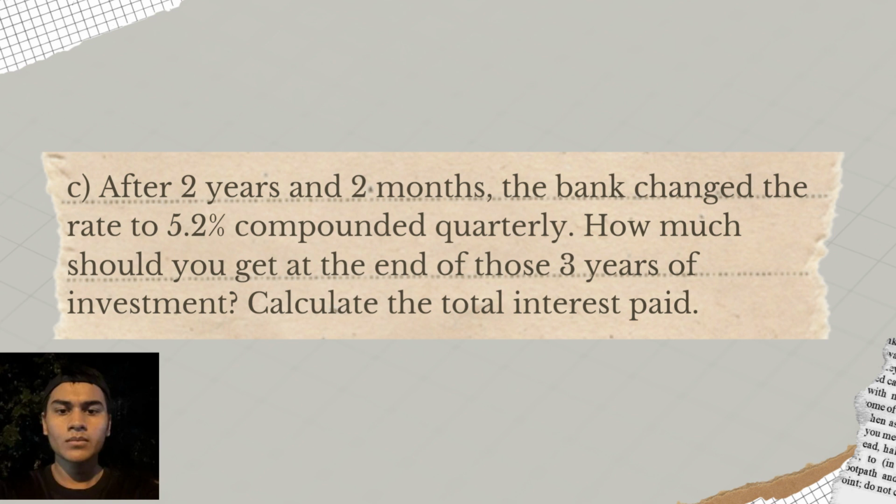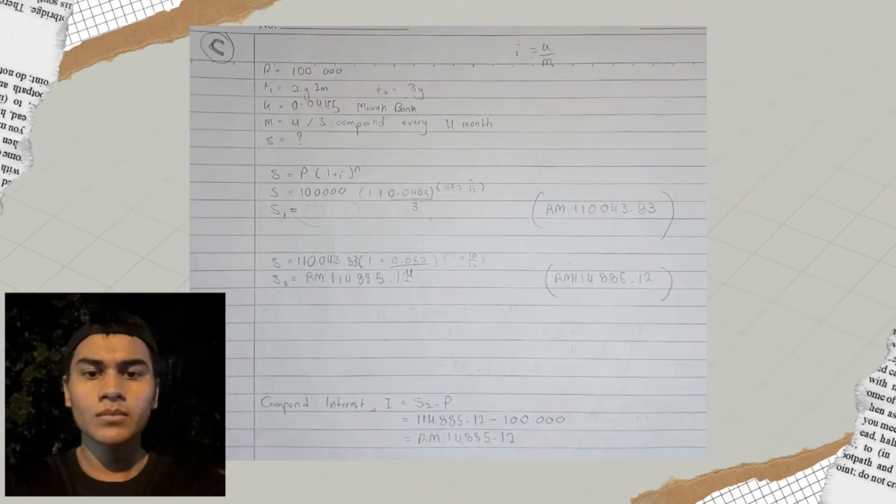Thank you, Daniel. Before we go through to this question, you must read the question first. Answer the following question C depending on the bank you selected in B. After 2 years and 2 months, the bank changed the rate to 5.2% compounded quarterly. How much should you get at the end of those 3 years of investment? Calculate the total interest paid. So first, you must find P. P means face value, T is term, K is interest rate, M is compounding periods in years. Let's take a look for this question.